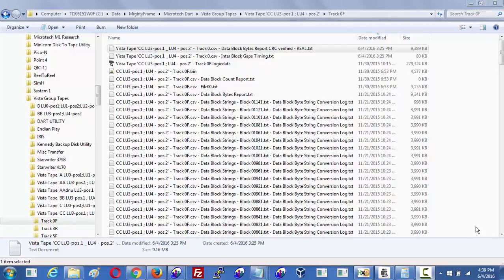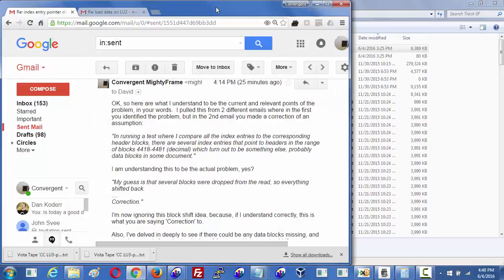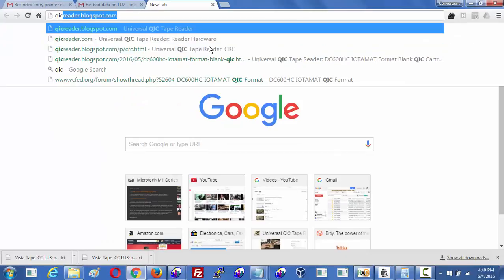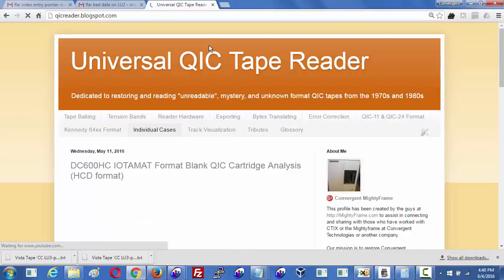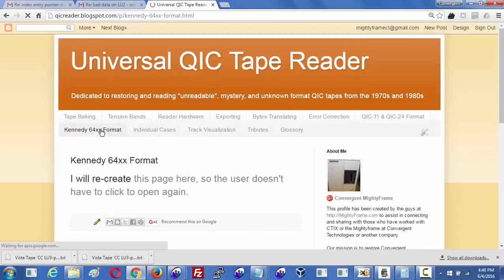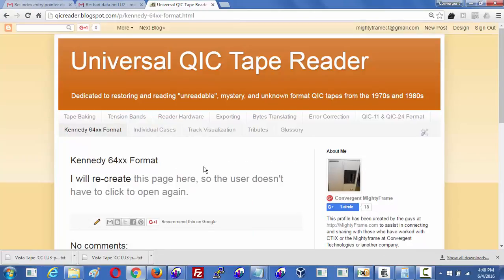We're going to explore how we find out if data blocks are missing on one of the QIC tape cartridge data formats that I've learned to read. I guess we need to start with the Kennedy. This is just the Kennedy 6400 format, or the 64XX format.